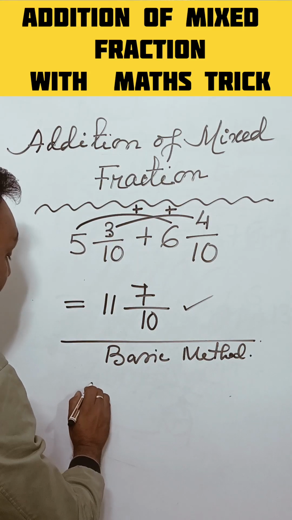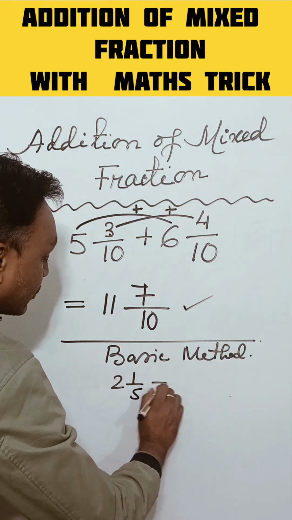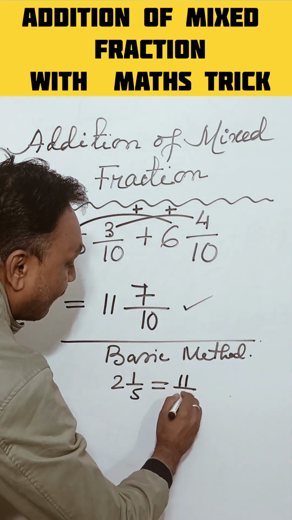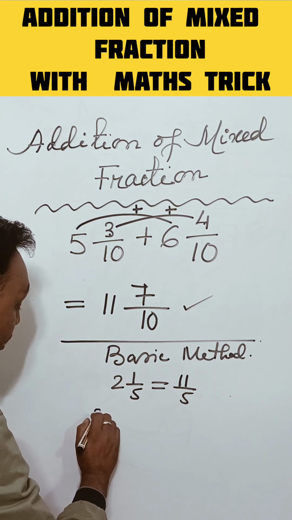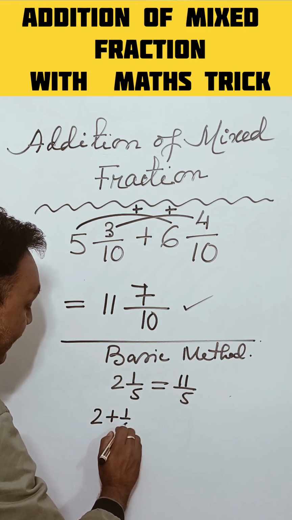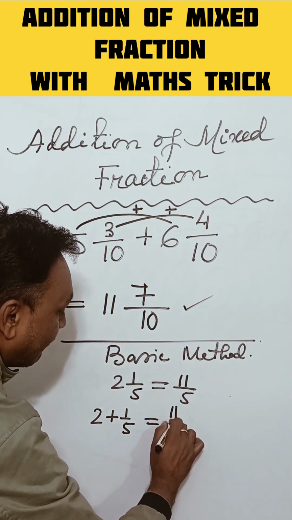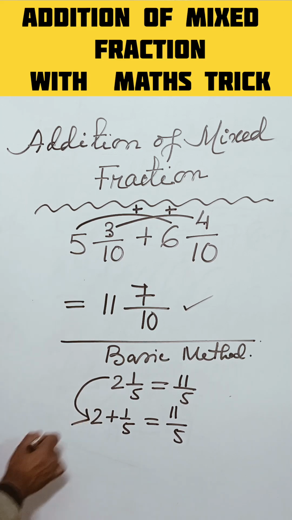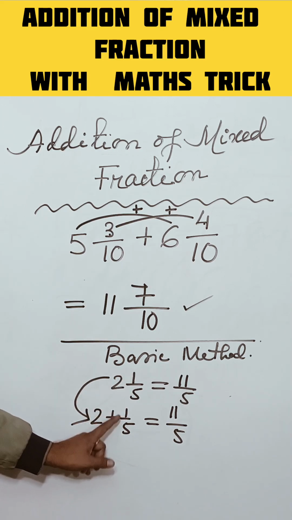So if I take 2 1/5, if we simplify, 5 twos are 10 plus 1 is 11, 11/5. This one we can write 2 plus 1/5. This is also you will get 11/5. So this expression we can write in that way. 2 1/5 we can write 2 plus 1/5.